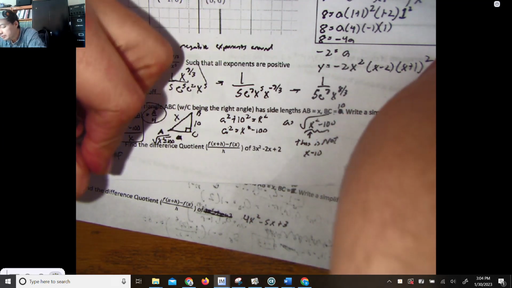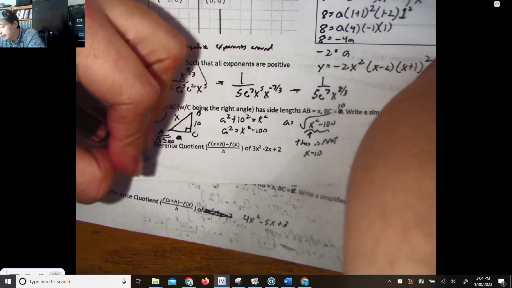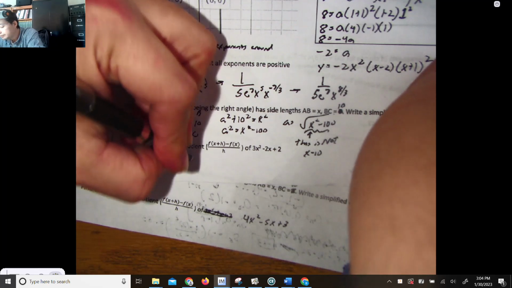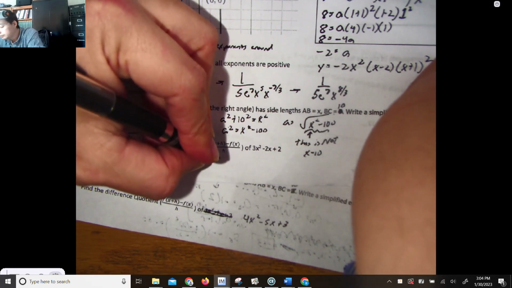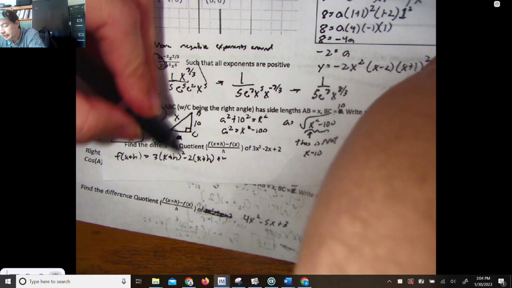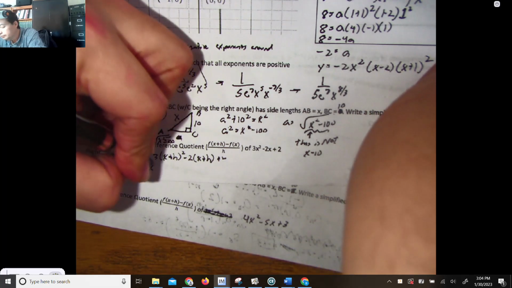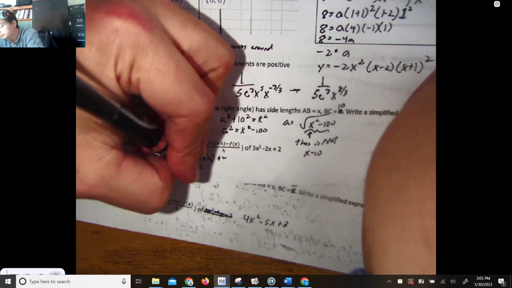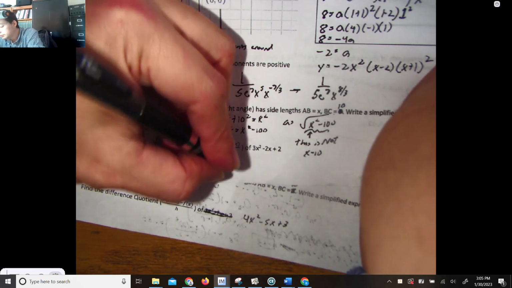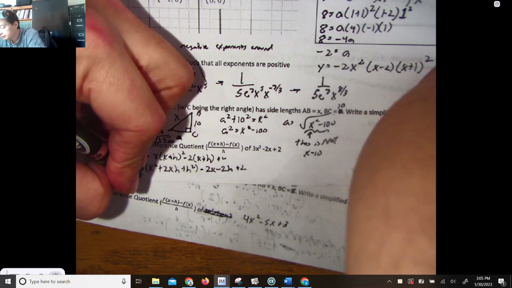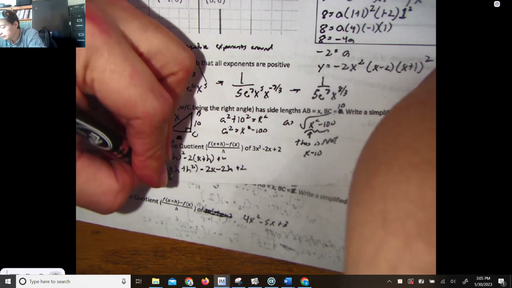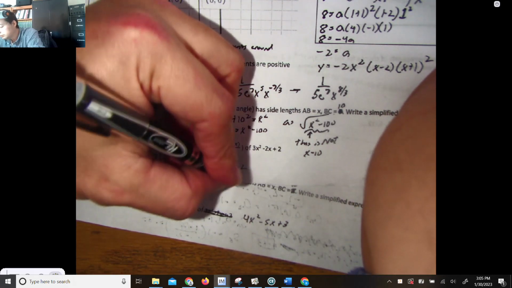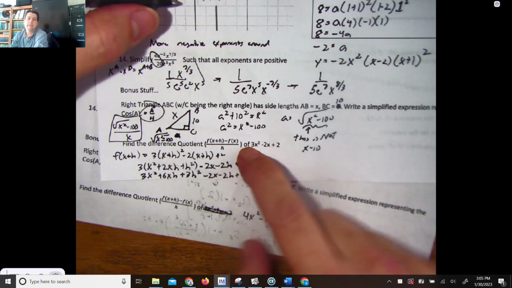I'm going to find f of x plus h, which means I plug in an x plus h everywhere I see an x. I'm going to FOIL this thing out. I'm going to distribute. Now I'm going to clean it up. Then I'm going to plug everything I can into this thing.